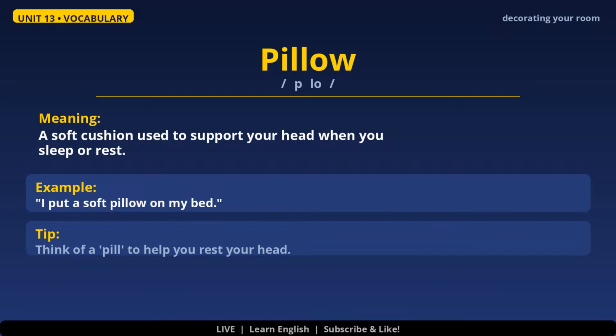The word is pillow. A soft cushion used to support your head when you sleep or rest. Here's an example. I put a soft pillow on my bed. Remember, think of a pill to help you rest your head.